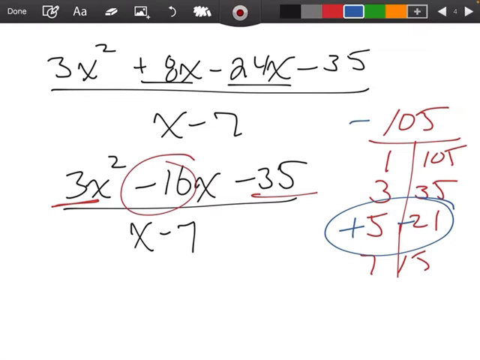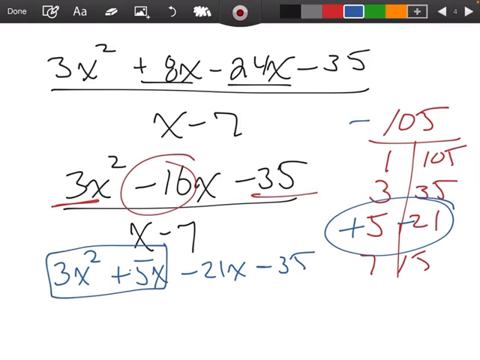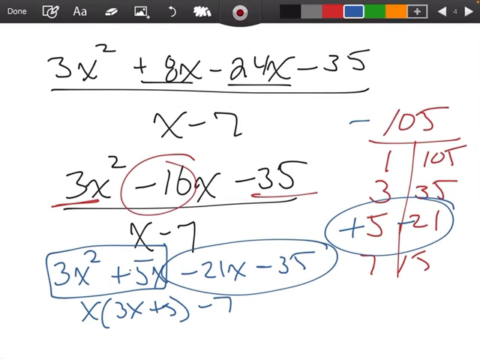So let's go ahead and start factoring that out. We're going to have a 3x squared. I'm just factoring the top part right now. Plus 5x minus 21x minus 35. Out of here, I can factor out an x, and I'm left with a 3x plus 5. Out of here, I can take out a negative 7, and I'm left with a 3x plus 5. So we did that right, those are matching up.